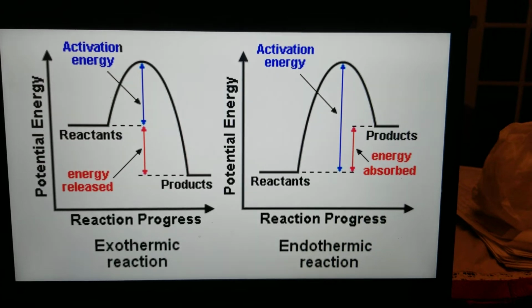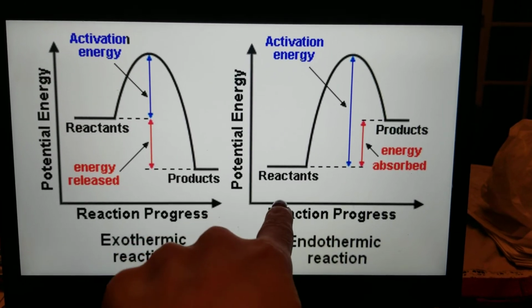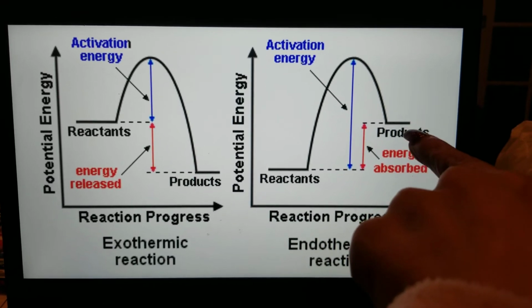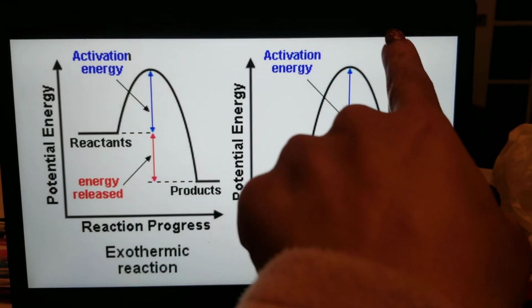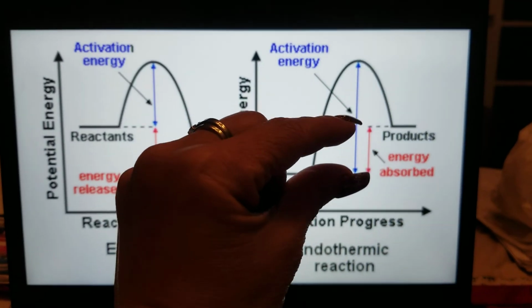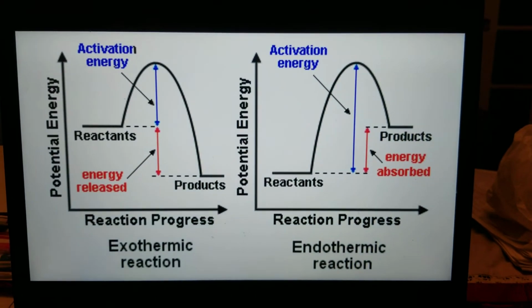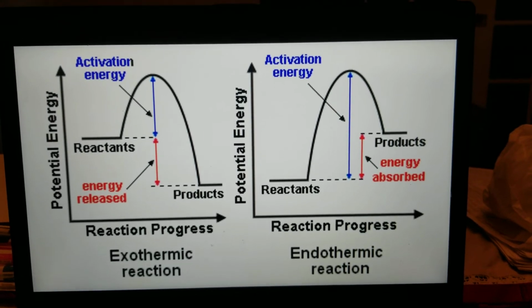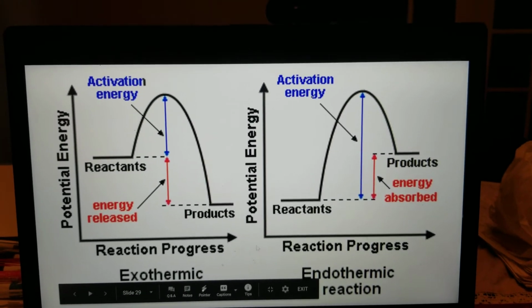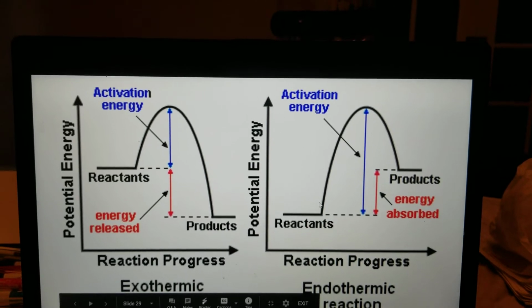For the other reaction, or the other graph, notice that the reactants are lower in energy and the products are higher in energy. So for that to happen, it required energy. That red section is the energy absorbed. That amount of energy was required for this reaction to take place, and that is the graph for an endothermic process.